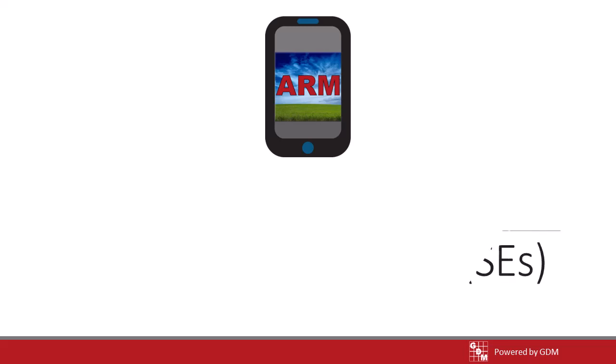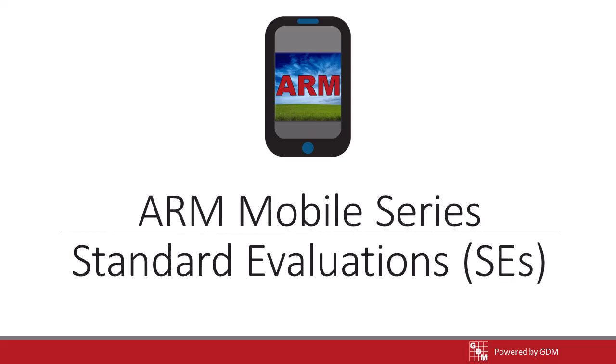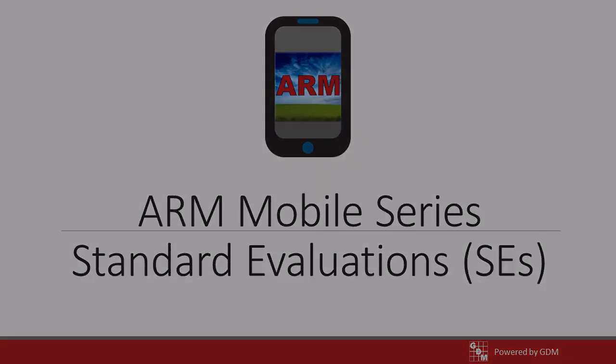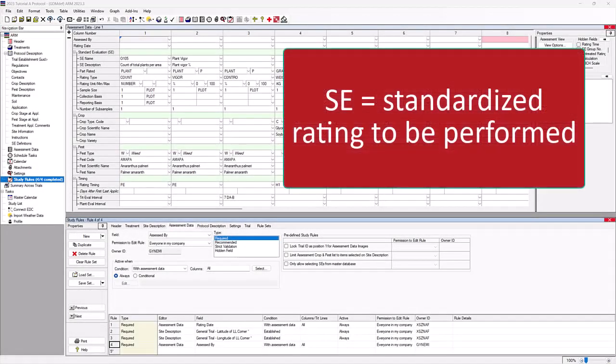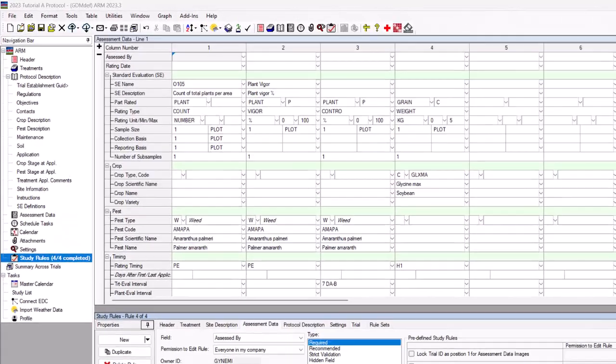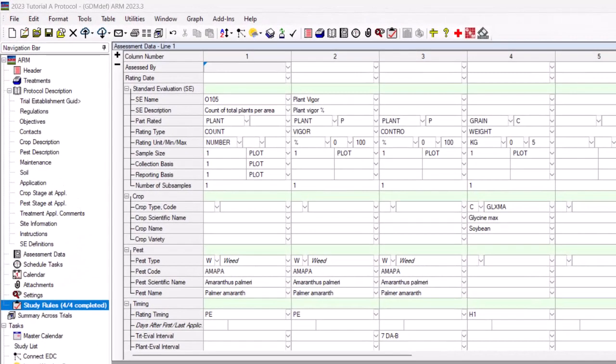This video will demonstrate how to utilize standard evaluations to save time and improve data consistency. A standard evaluation, or SE, is a standardized rating to be performed. The user creates a file that saves the header description for an assessment.